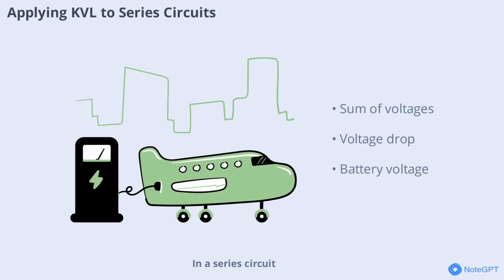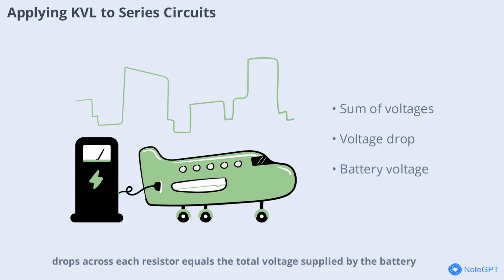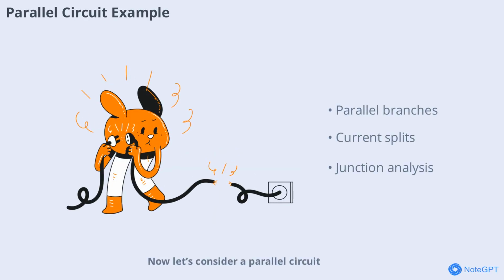In a series circuit, Kirchhoff's voltage law tells us that the sum of the voltage drops across each resistor equals the total voltage supplied by the battery. For example, if the battery provides 9 volts and there are two resistors, the voltage drops across them must add up to 9 volts. This allows us to calculate unknown voltages if we know the values of the resistors and the total voltage.